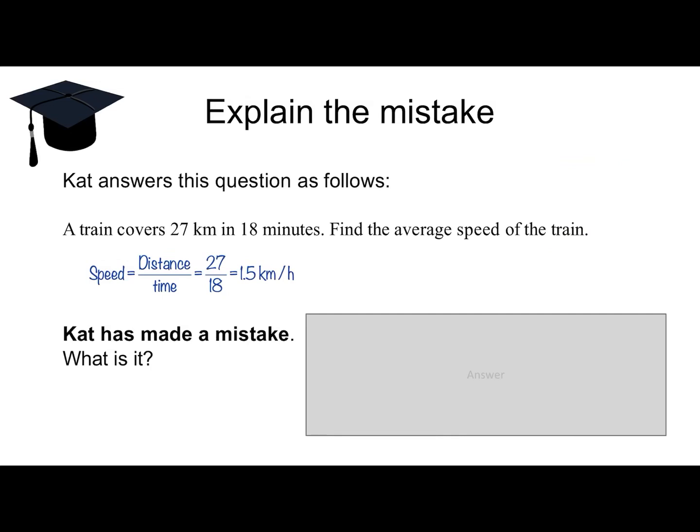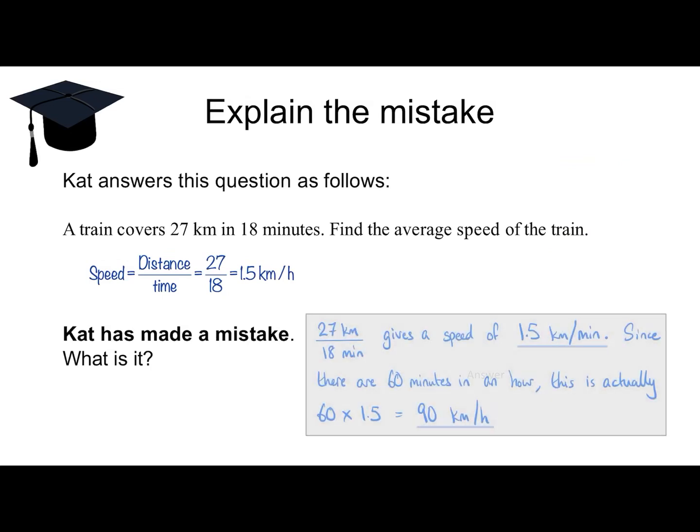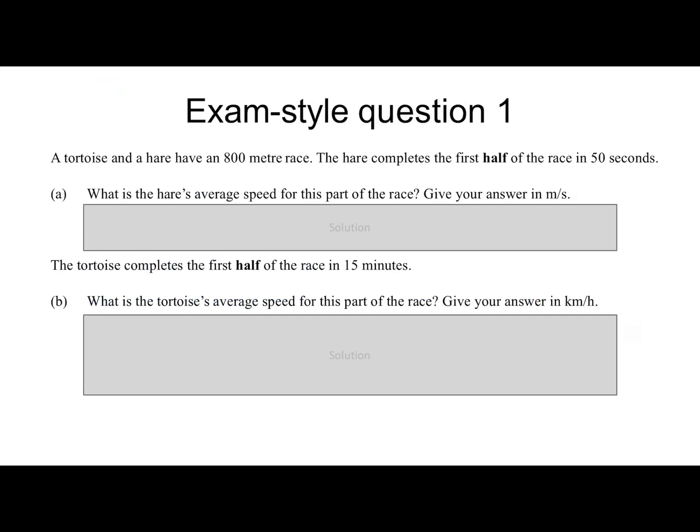So explain the mistake here. Very easy to spot. The train covers 27 kilometers in 18 minutes. Find the average speed of the train. It's not 27 divided by 18. It's 27 divided by 0.3, because 18 minutes is 0.3 hours. Okay?